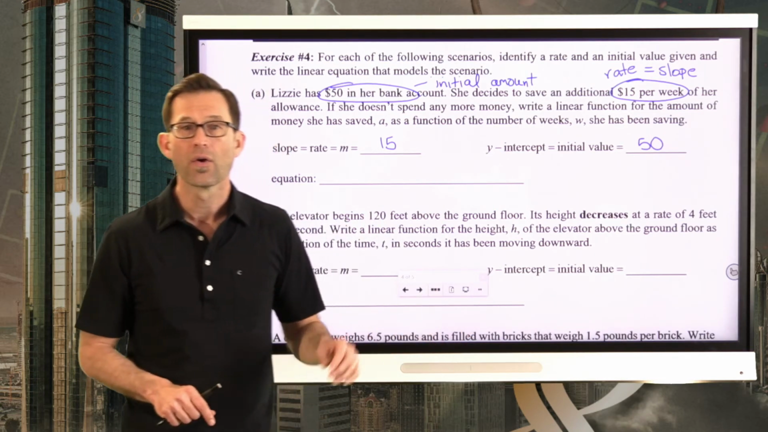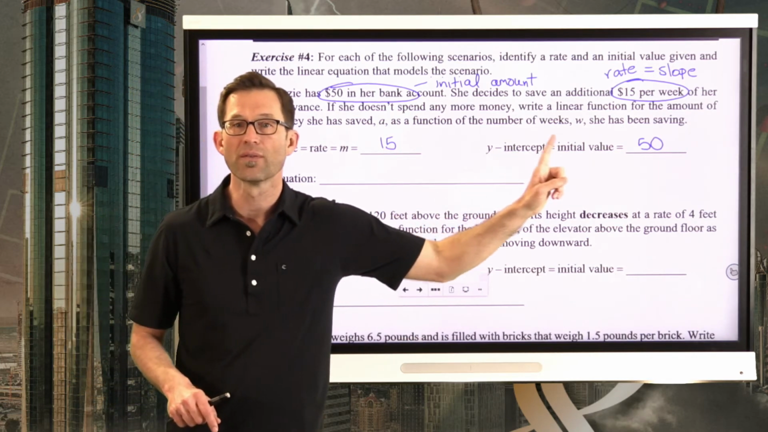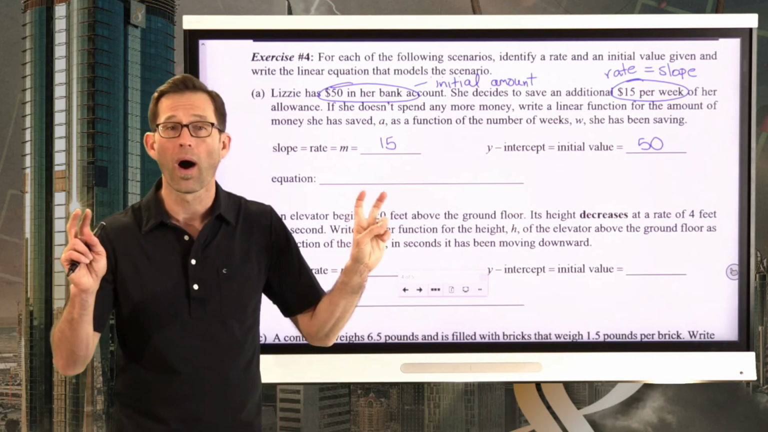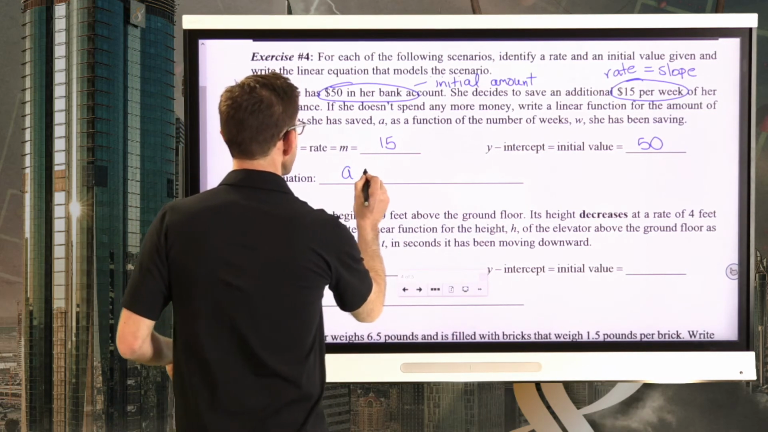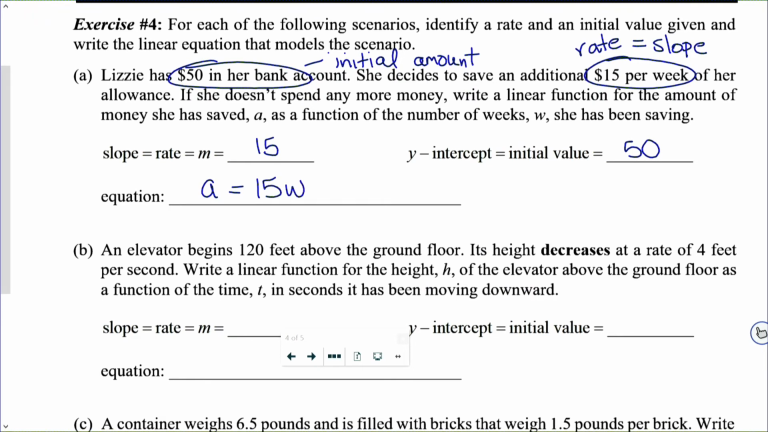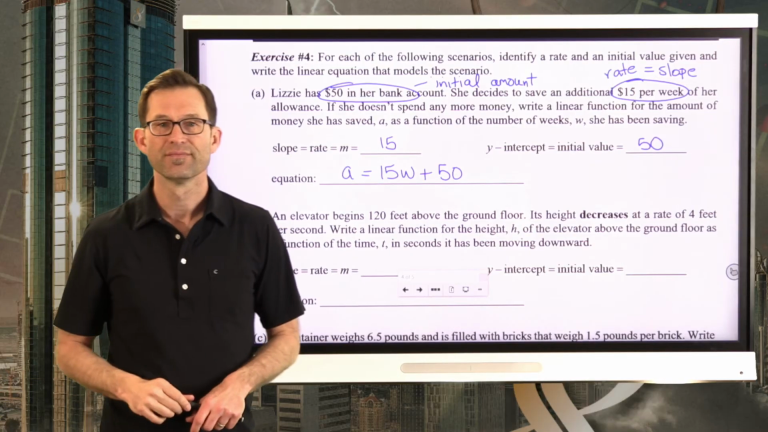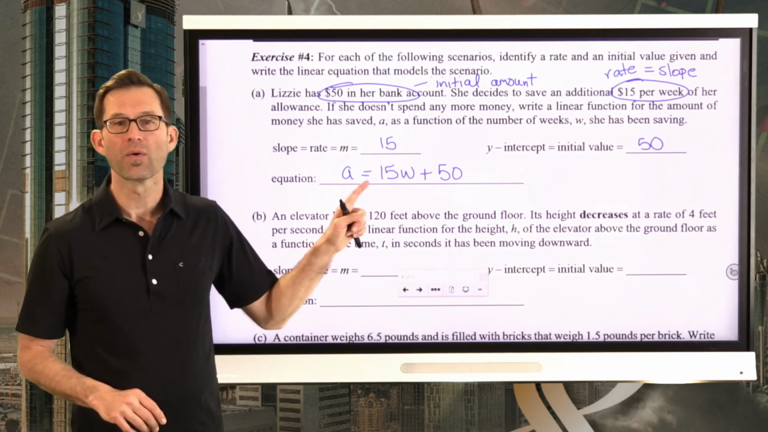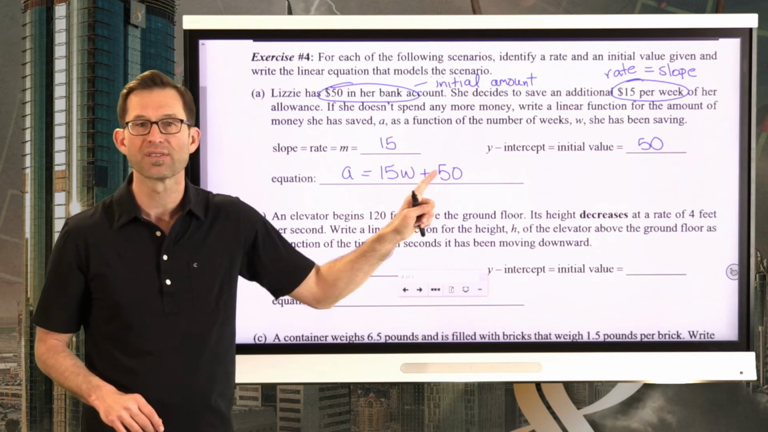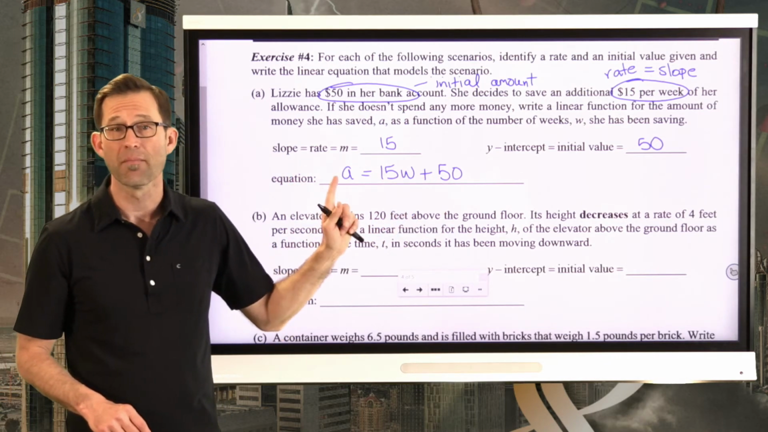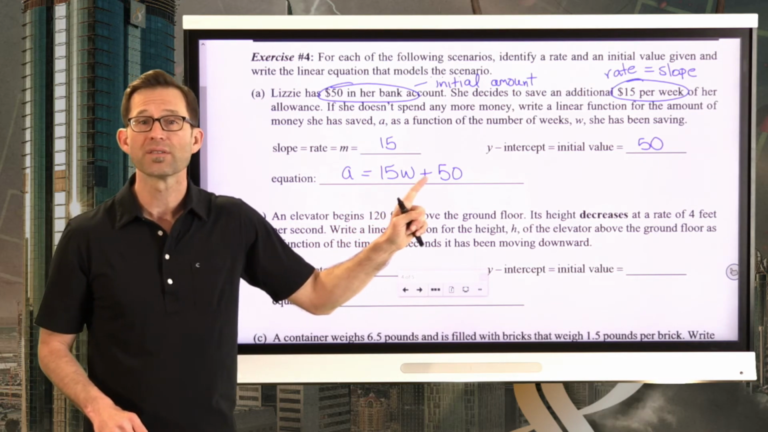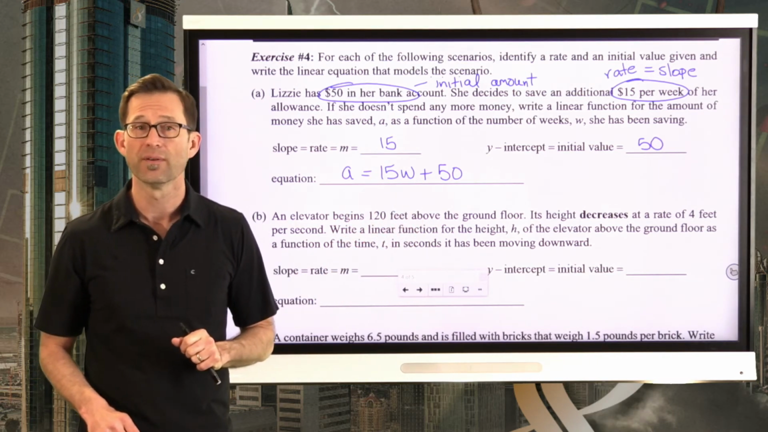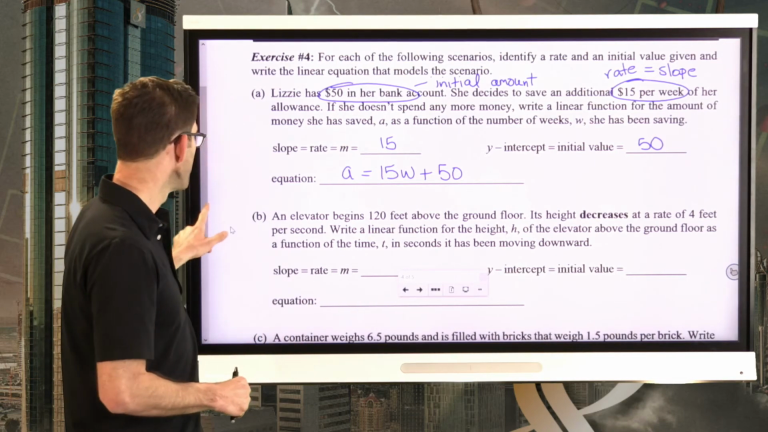So at the end of the day, I want the amount saved as a function of the number of weeks. That means the A is sort of my Y, and the W is my X. So the amount that she saved is 15 times the number of weeks plus that initial $50. All right, Y equals slope times X plus Y-intercept, or in this case, the amount of money is equal to $15 per week times how many weeks have passed plus the initial $50 that she had saved. All right, let's take a look at letter B.